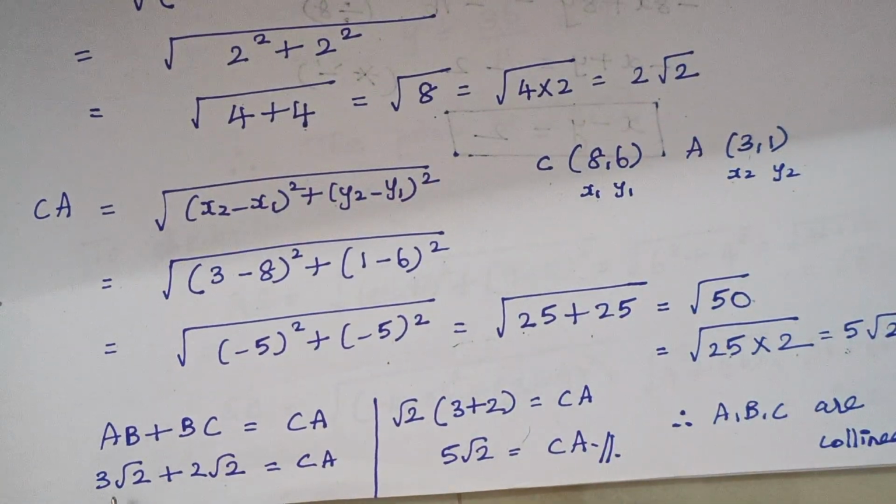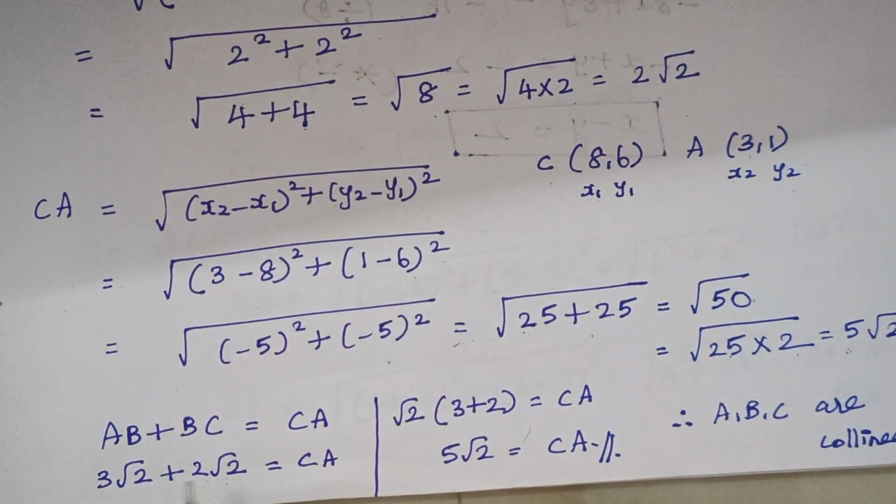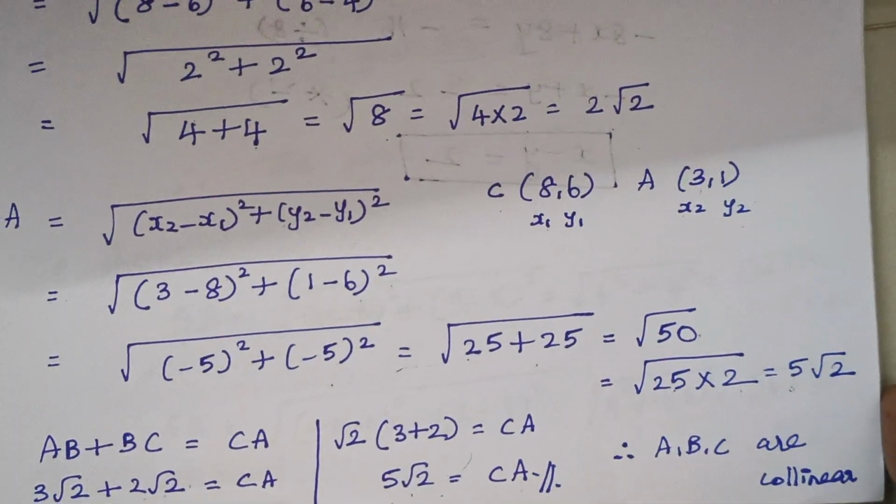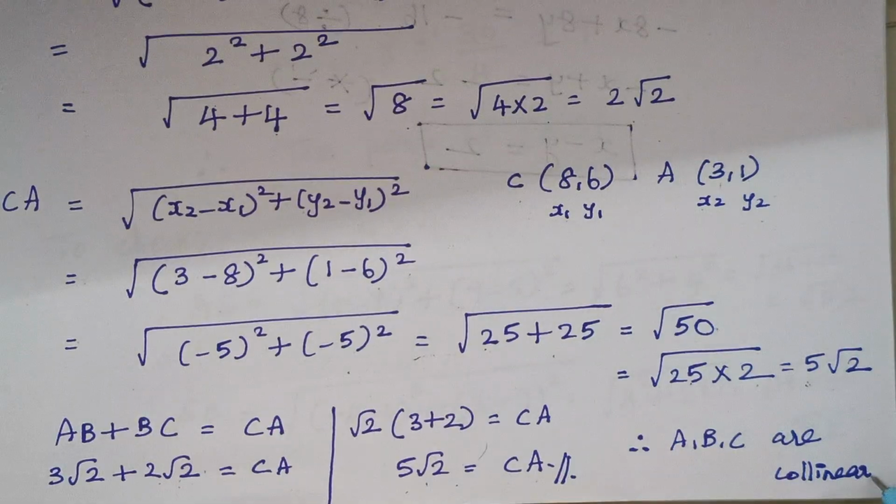So when you substitute, you see 3 root 2 plus 2 root 2. Here root 2 is common, right? So we are taking root 2 outside. When you take this root 2 outside, the remaining terms are 3 plus 2. So here it is 5, right? So the value of CA is 5 root 2. So this shows that the points A, B, C are collinear, or in other words, the points A, B, C lie on the same line, right?